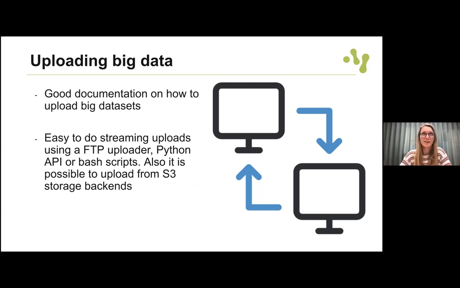So in our case, we had about 13,000 images and also these big feature files, which were about 100 gigabytes of data. And unfortunately, you cannot just drag and drop this type of big file, especially if you work in a computing node or in the cloud. But happily, there's very good documentation available both on the SciLifeLab data repository website and on GitHub, with some examples on how to do streaming uploads, for instance, using FTP, Python, or Bash. That has been really helpful for us.